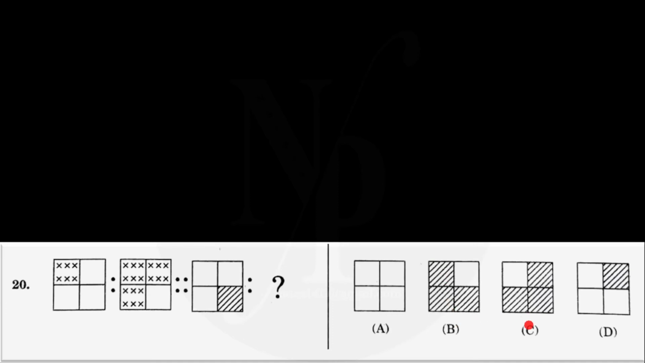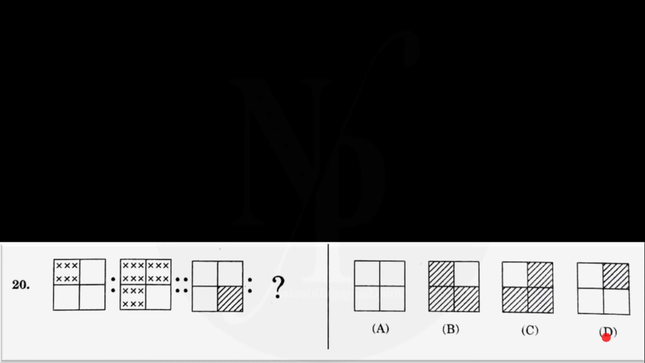Moving on to answer figure C, here we have the bottom right small square is filled by drawing slant lines as in third question figure, and the adjacent squares to this square are also filled by drawing slant lines, and the small square which is diagonally opposite to the bottom right square is left blank, which is exactly as we are expecting. Therefore, answer figure C is the correct answer for this question.